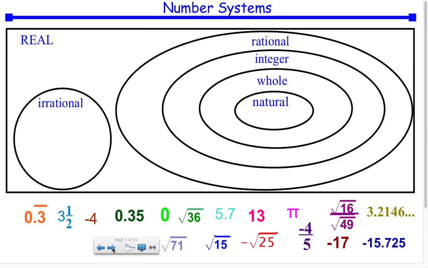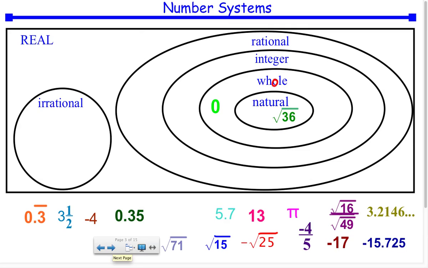Okay, so let's start easy here. 0. Natural numbers are counting numbers. 0 is not a part of counting numbers, so I'm going to put it in the whole ring. Remember whole, the O in whole, that's where the 0 starts. I also could have put the 0 in integer or rational, because really it belongs in all three. Square root of 36. Well, the square root of 36 is 6. That's a counting number, so that's a natural number. It could also go in whole, integer, and rational.